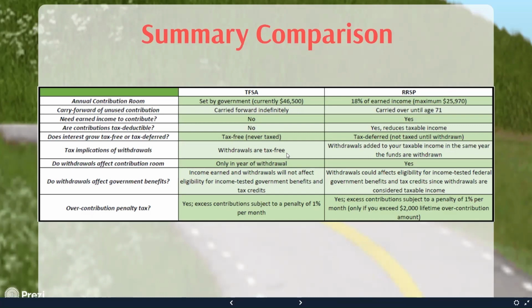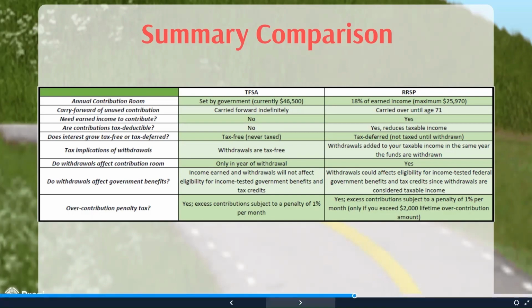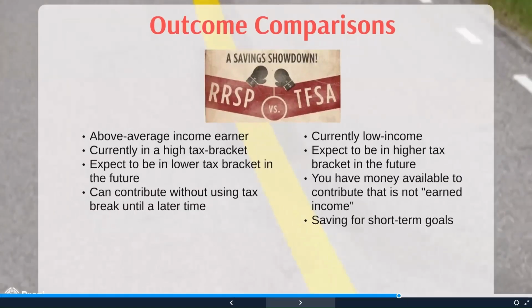And also the first home savings account operates the same way, but the limit is $40,000 lifetime. So you can open a first home savings account too, and it operates the same way. The government can't tax it either. So that'd be a good option too.